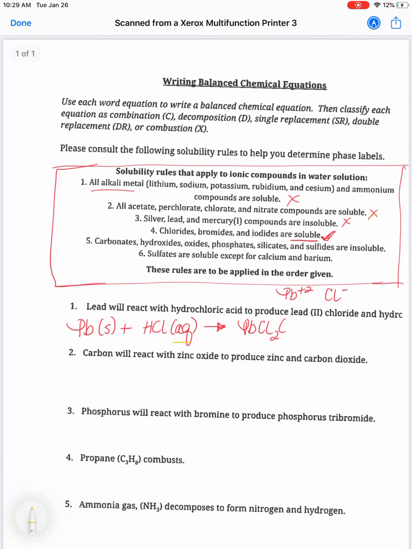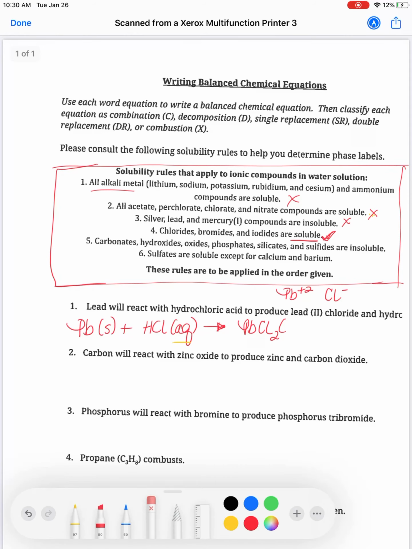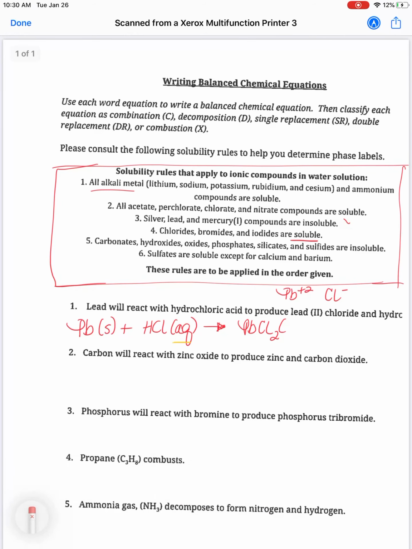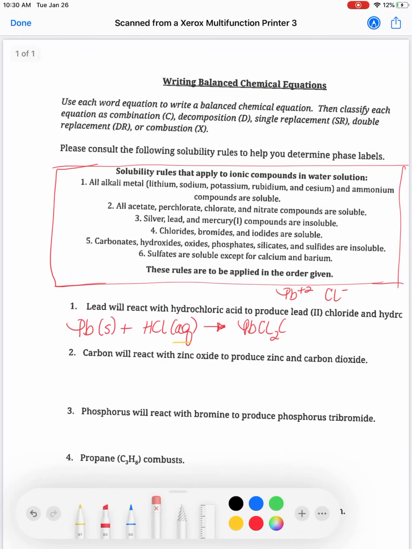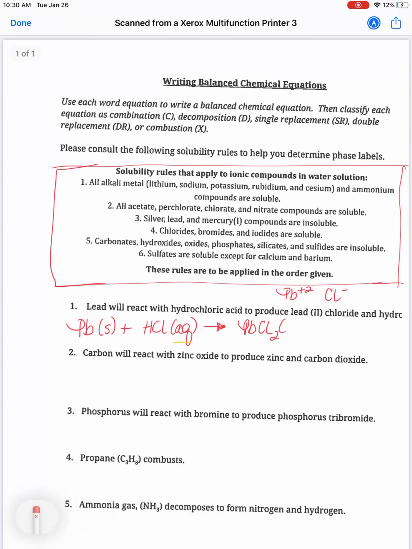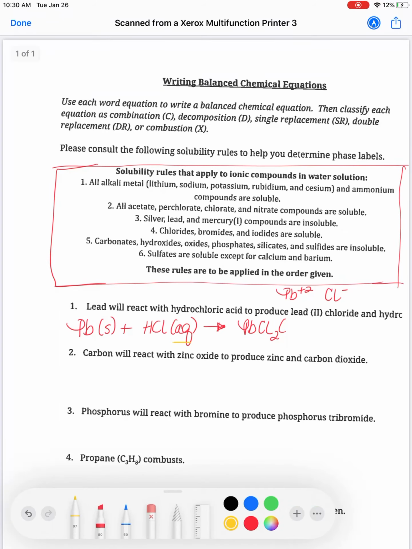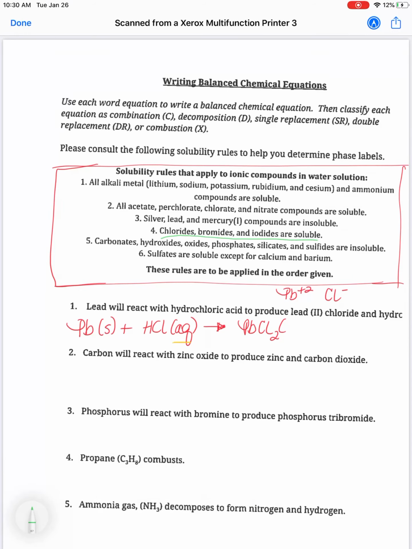Okay, let me erase these things. Whoops. Our notes that we had made the last time through. We are looking for a rule that deals with lead 2 chloride. Okay, we already had found the rule the last time that said that chlorides are soluble. But if you look, rule number 3 also says that lead is insoluble.